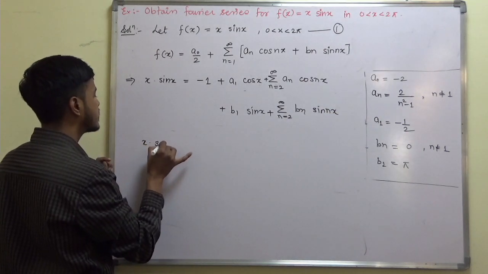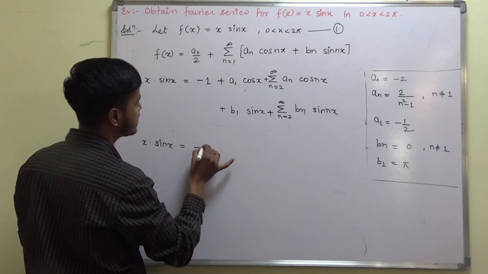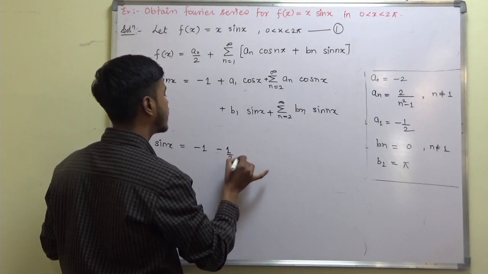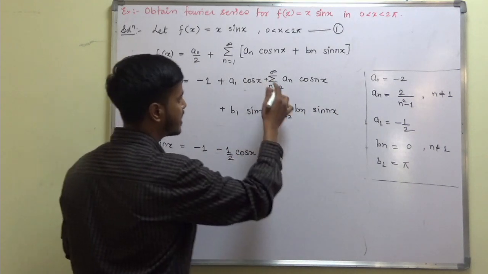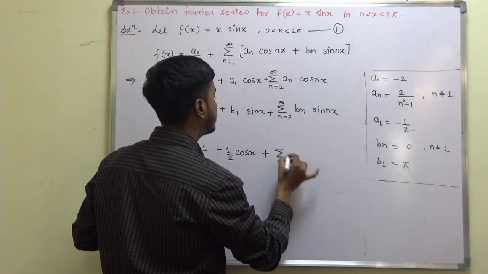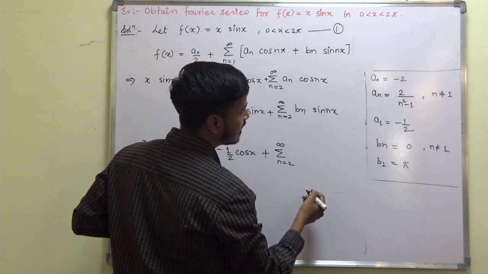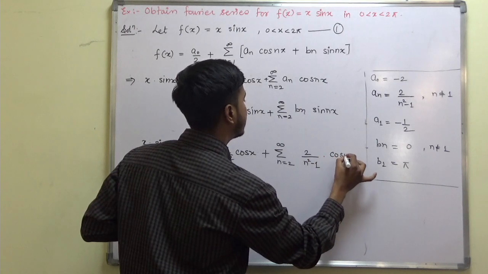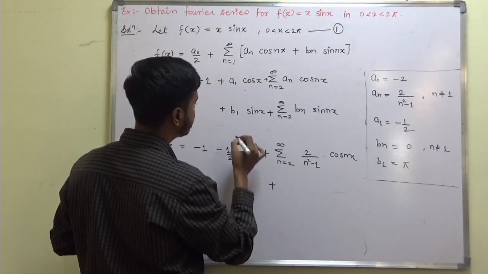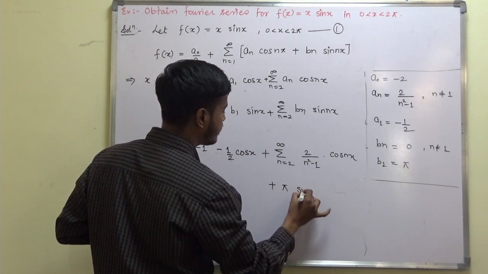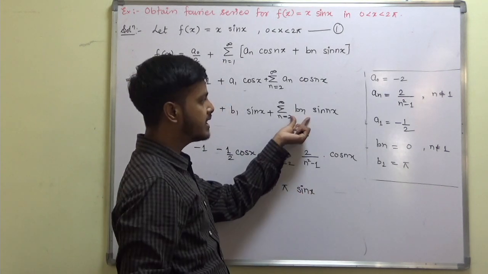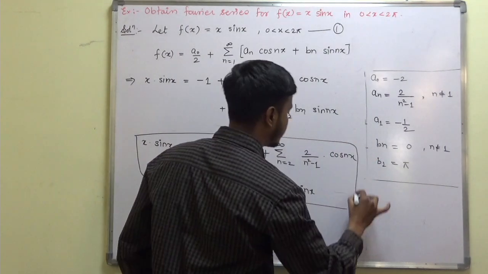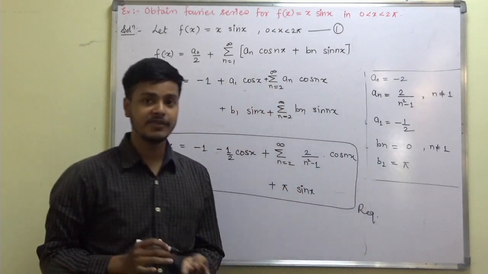So x into sin x is equal to minus 1 plus, what is a1? a1 is minus 1 by 2. So this is minus 1 by 2 cos x plus summation n is equal to 2 to infinity. What is an? An is 2 upon n square minus 1 into cos nx plus b1. What is b1? b1 is pi, pi into sine x plus this bn is 0. So this is the required Fourier series for the given function.